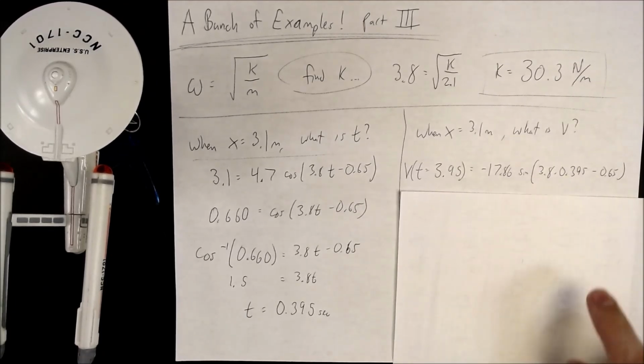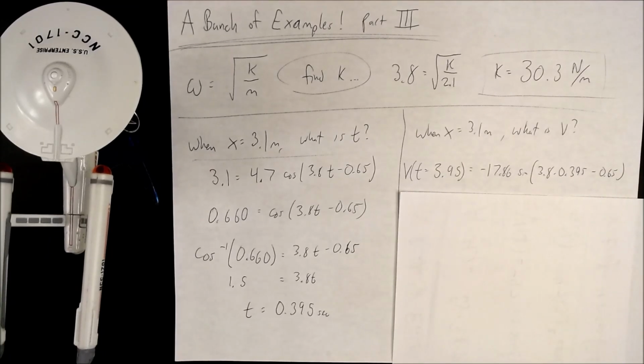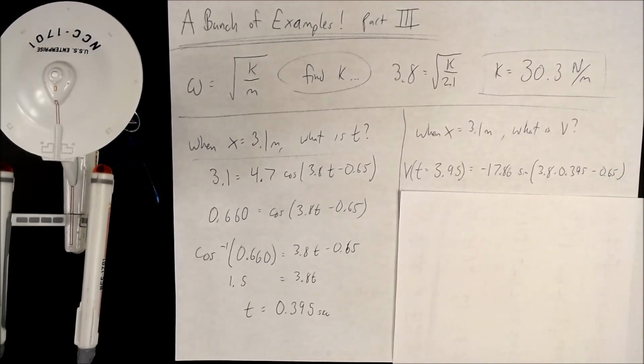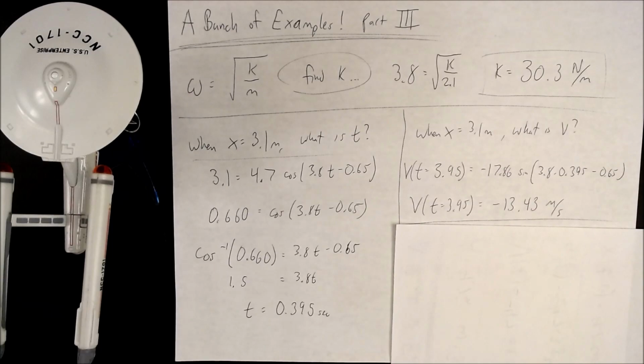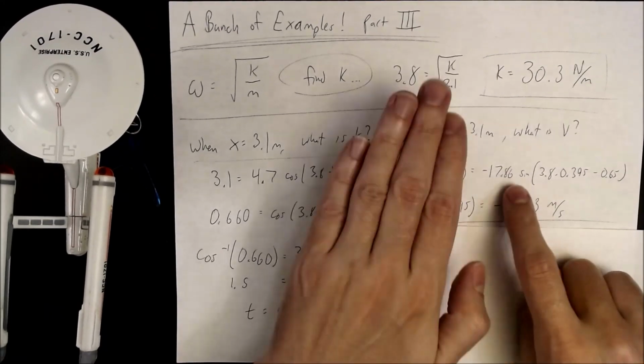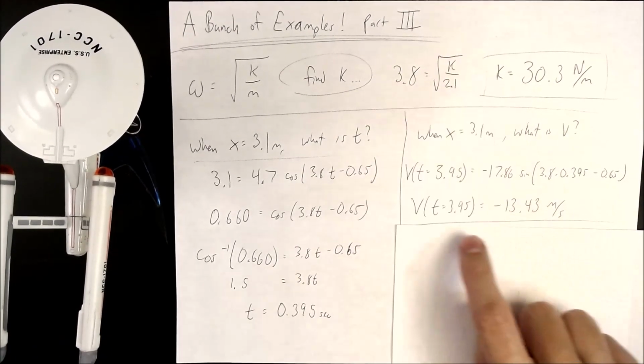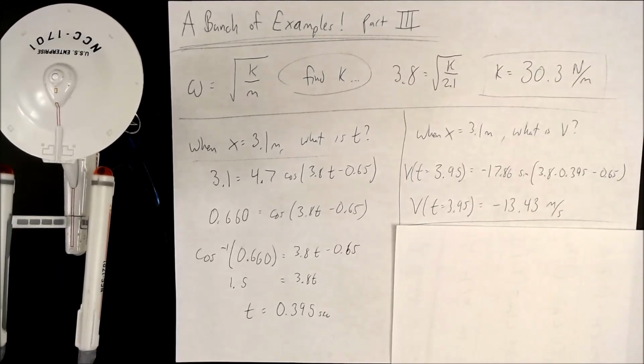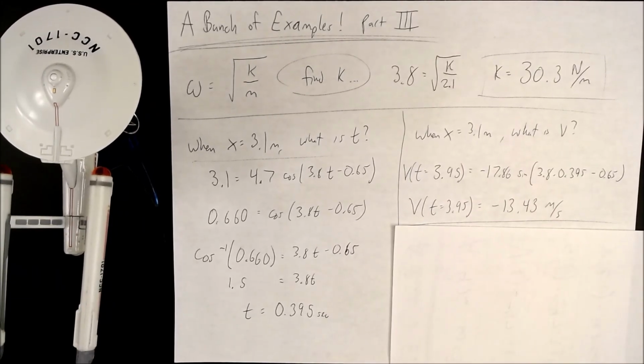So look at your equations and make sure that you see where we're going with that. And then it's just a matter of plugging and chugging. That's just calculator math. And you can see you get negative 13.43 meters per second at that time.